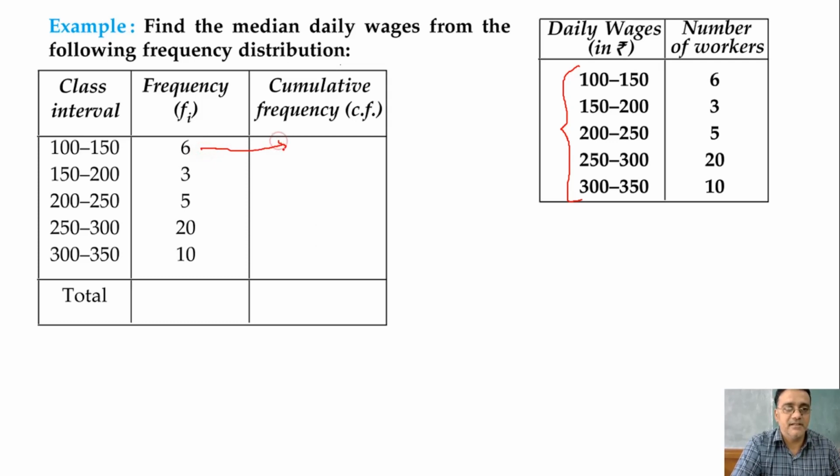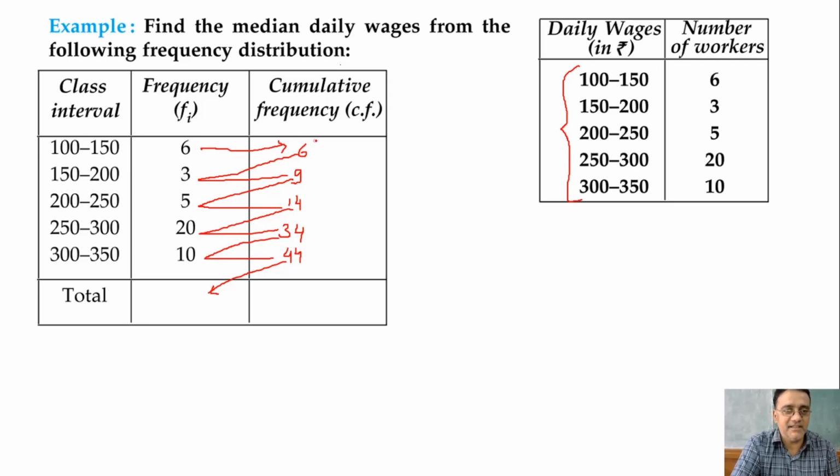First we will write the first frequency, that is 6. After that we have to add this frequency to the next frequency. How much will it be? 9. So you have to write 9 here. Again, 9 you have to add with 5. 14. Okay, 14, again you have to add with 20. 34. Again you have to add with 10. 44. So this 44 is the total frequency.